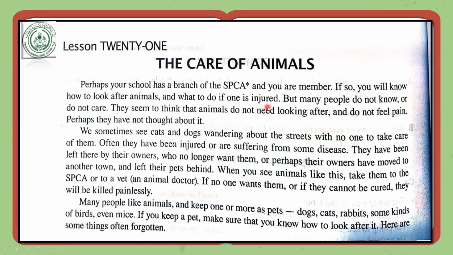Now, dear students, SPCA is a kind of organization and it has many branches in different countries. And what is the work of this organization? The Society for the Prevention of Cruelty to Animals means that people who are sometimes very cruel towards animals, they are going to prevent them, to save the animals from that kind of cruelty. So if you are a member, you will know how to look after animals, because they always help people to know how to look after their animals and what to do if one is injured.